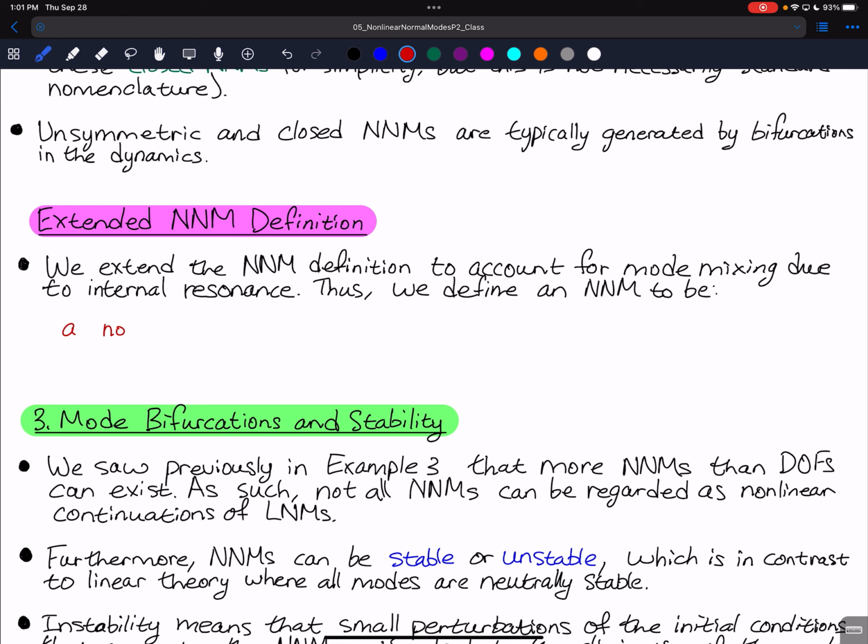In this case, we are going to define an NNM, or nonlinear normal mode, to be a non-necessarily synchronous periodic motion of a nonlinear system. Okay, so they may be synchronous, they may not be synchronous. That's not really important to us. What really matters is that they are periodic responses.